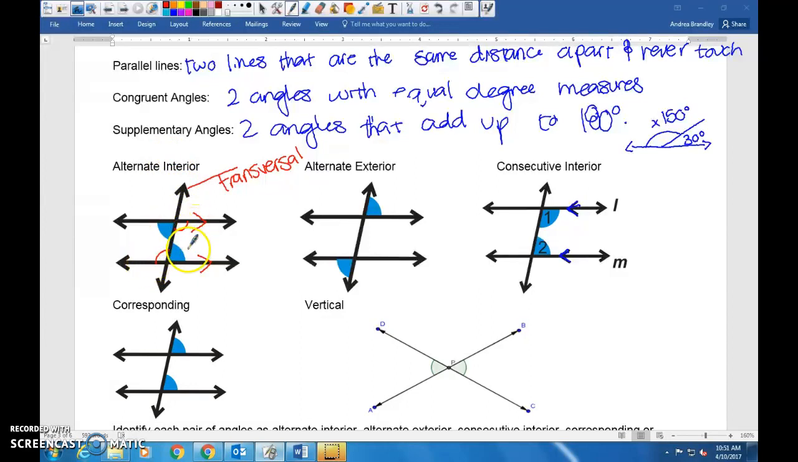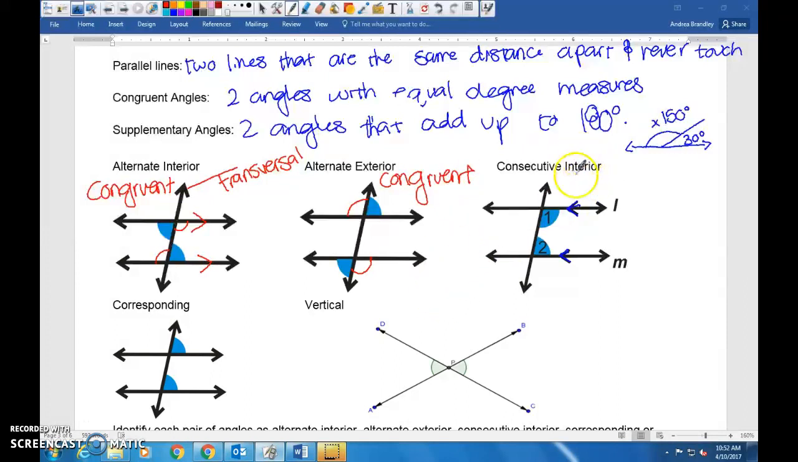Another example of alternate interior angles would be this angle and this angle. They're still alternate, they're still interior. And alternate interior angles are congruent, so they have the same angle measure. Alternate exterior angles, so we still have that alternate word, it still switches one side of the transversal to the other side, but now we are exterior, so we are outside those parallel lines. Another example would be this angle and this angle. Alternate exterior angles are also congruent.